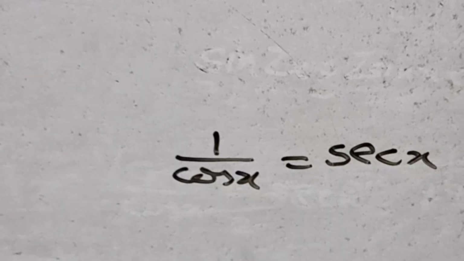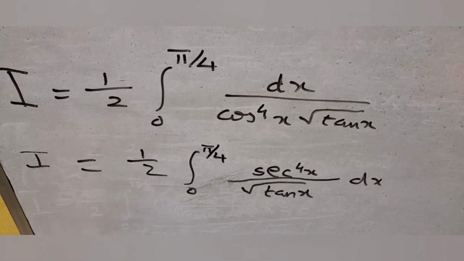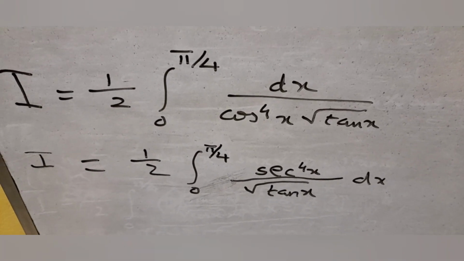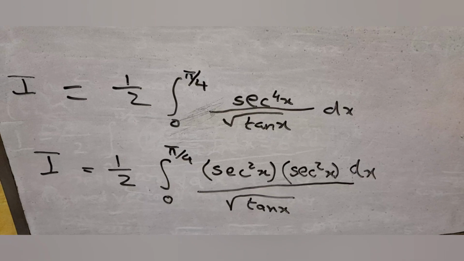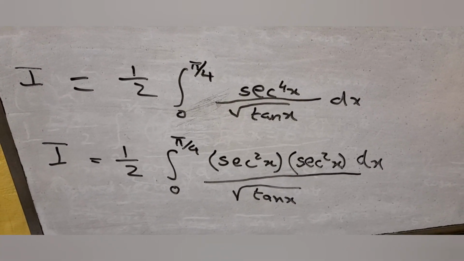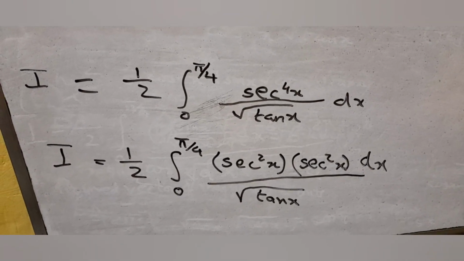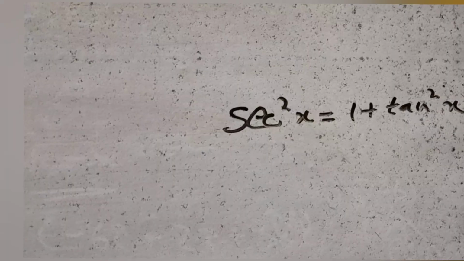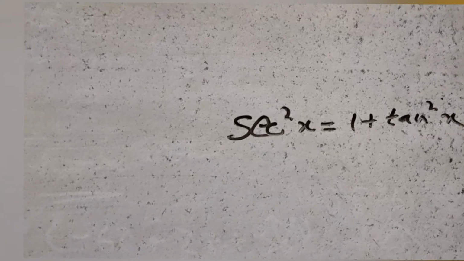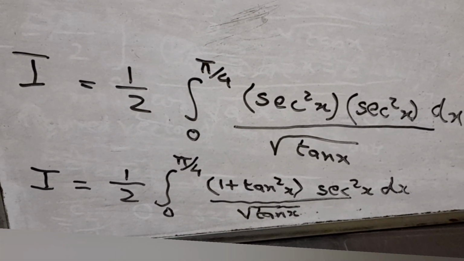1 by cos x equal to sec x to get the factor sec power 4x. We aim to use the substitution t equal to tan x so that dt equal to sec square x dx. So we change the sec power 4x as sec square x into sec square x. Change one of the factors into 1 plus tan square x, leaving sec square x dx for use in the substitution.